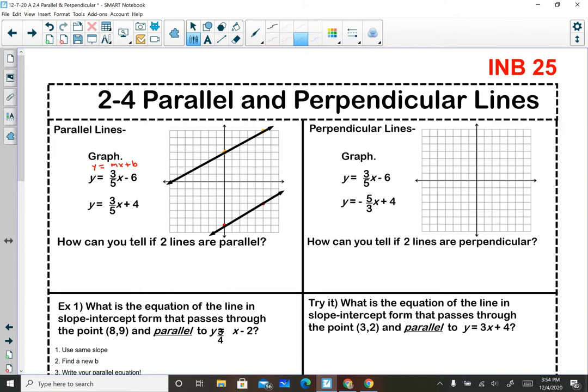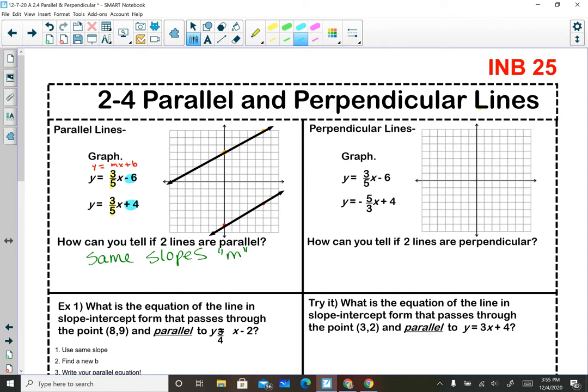All right, so you should see, one thing you should see is that, let me highlight it for you. 3/5 and 3/5 are exactly the same. So that means they have the same slope. So if they have the same slope, you're on your way to being parallel. So same slopes. Or in other words, they have to have the same m. Okay, but the other thing you need to look at is that the b has to be different.